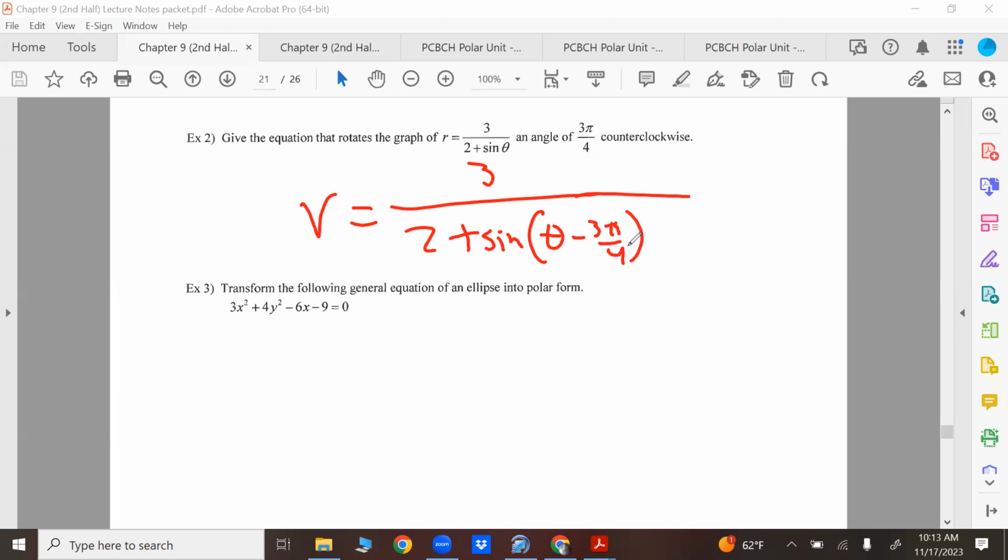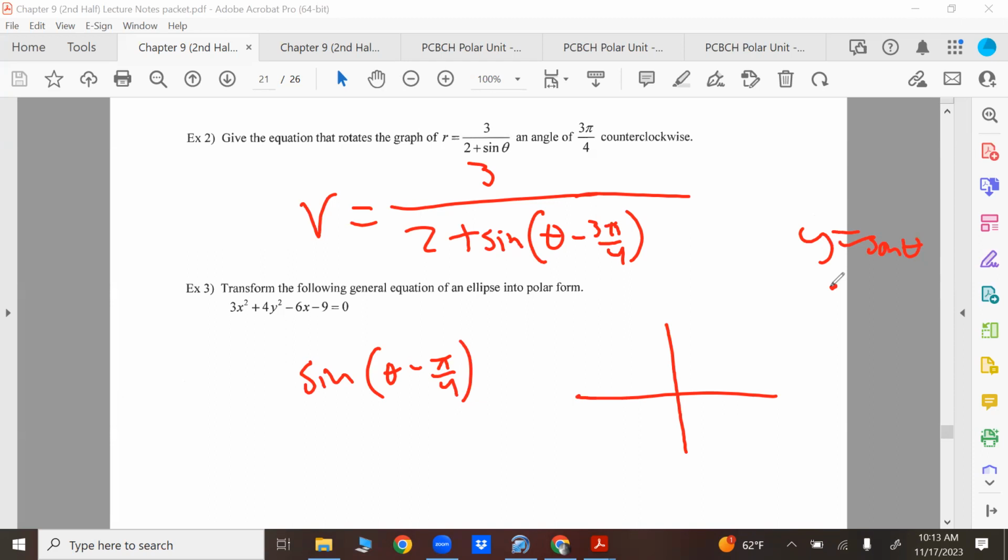Let's think about it this way. So I'll draw it over here. What if you wanted to move π/4 counterclockwise, right? So right now, just think about what if you have y equals sin θ? Theta and y. Obviously 0 is 0. π/4 is √2/2. And π/2 would be 1. Now what you're doing is you're adding π/4 to each of these, right?